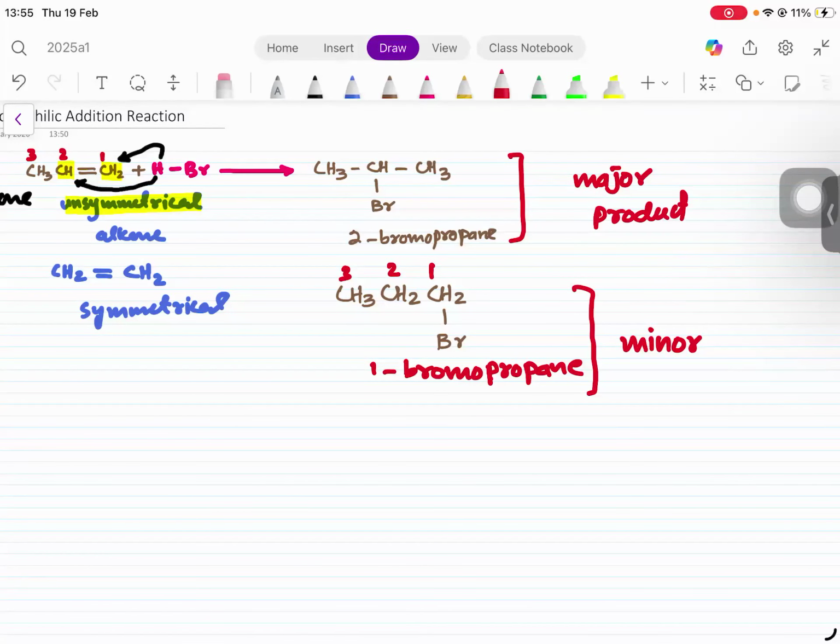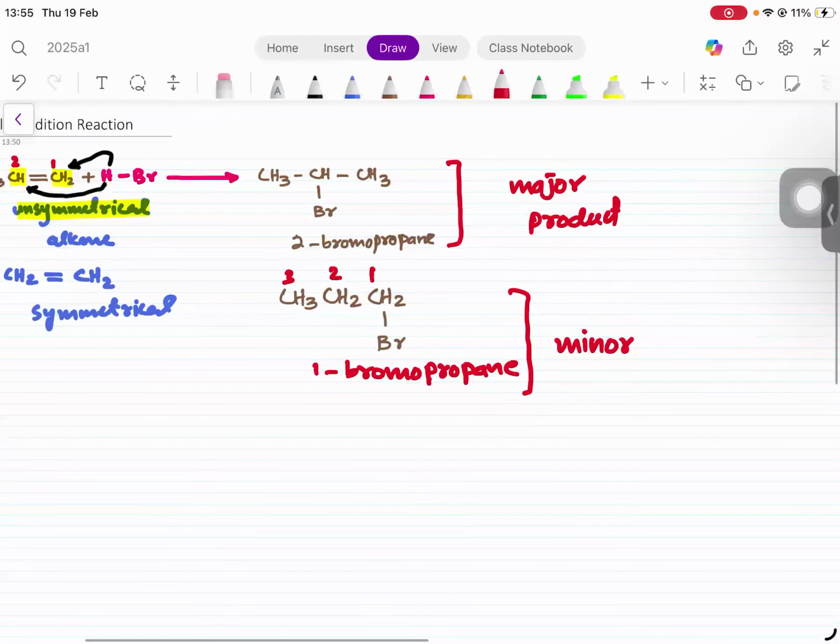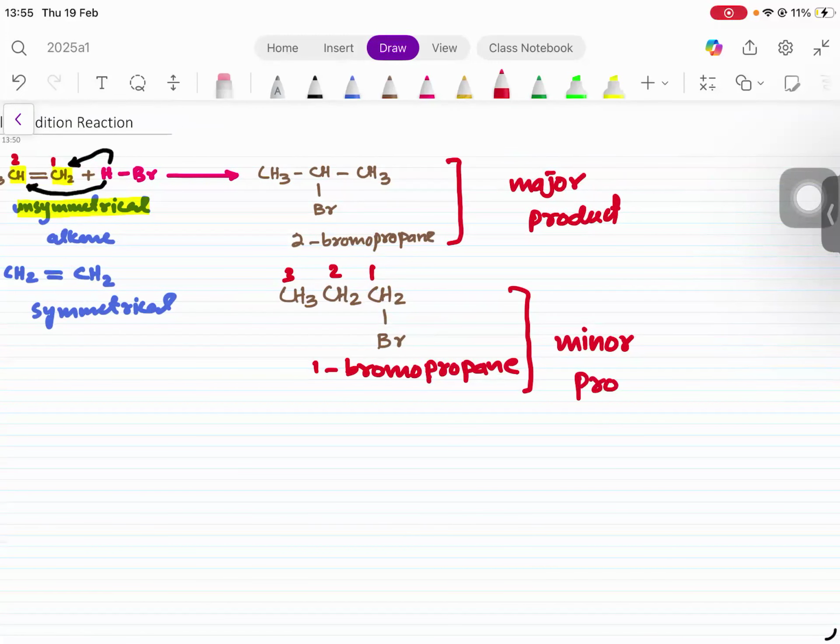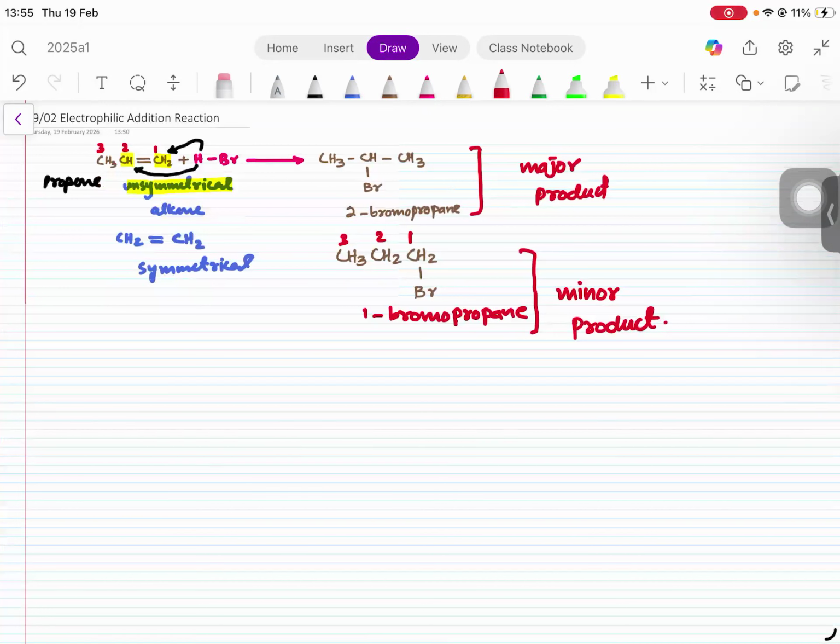So how do we decide? How do we decide which will be the major and which will be the minor product? At this moment, I can just hint at something where you can see, but the logic comes when we have the mechanism, right? Okay, let me write the mechanism, then I'll explain. Hold on for a while.